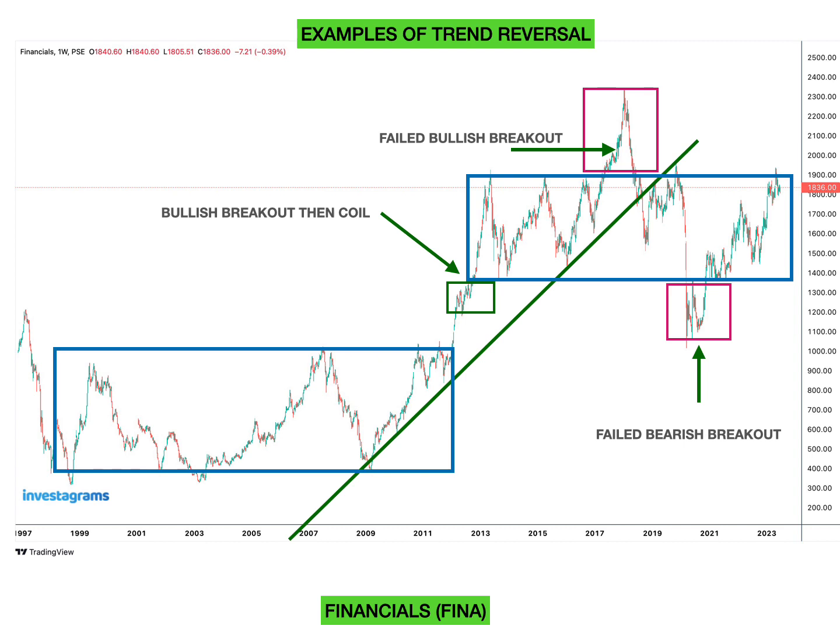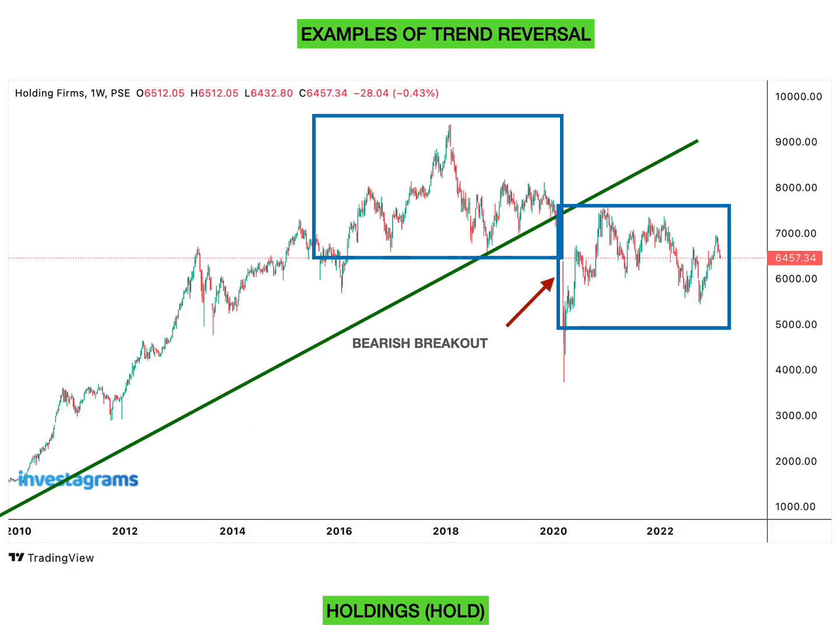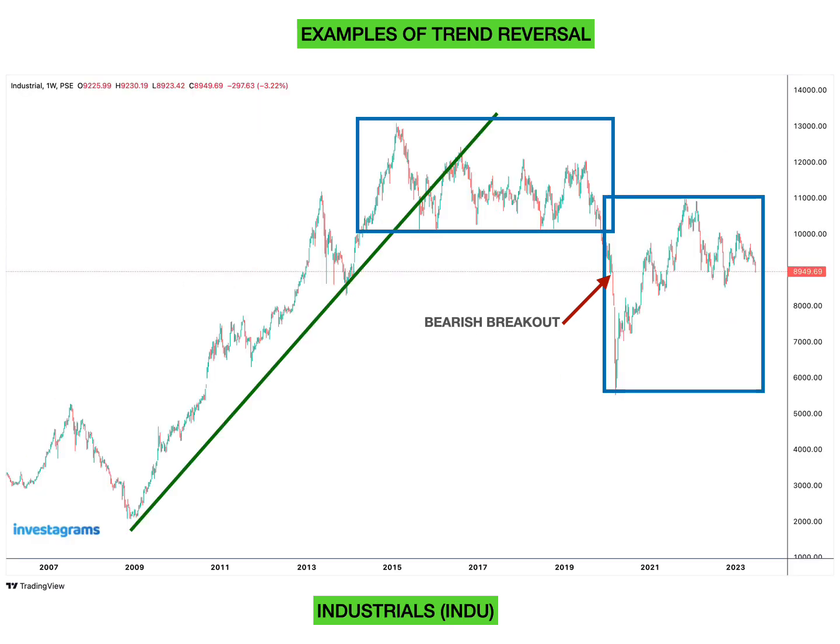The holdings index is showing the same story, a break below the trend line and then a sideways consolidation, a break below the sideways consolidation, and a lower, smaller box. This is the chart of the industrial sector. The dip in price is much stronger than those of other sectors.